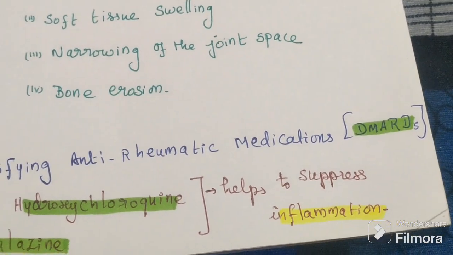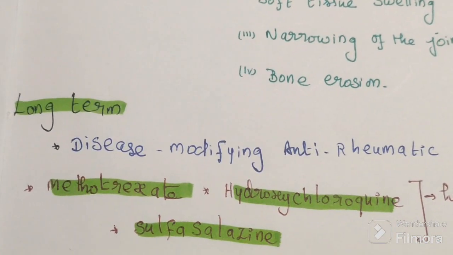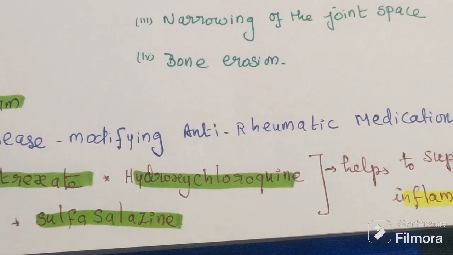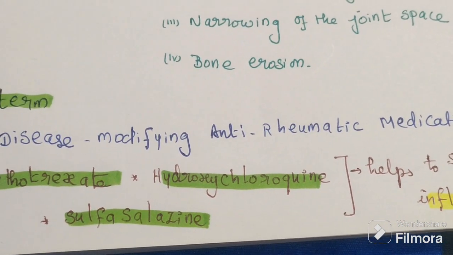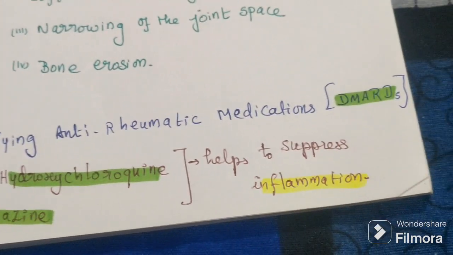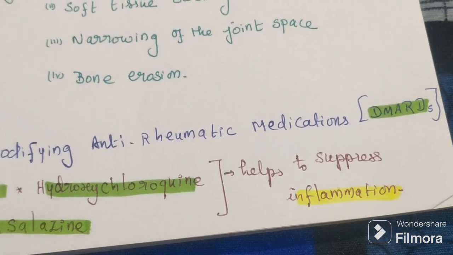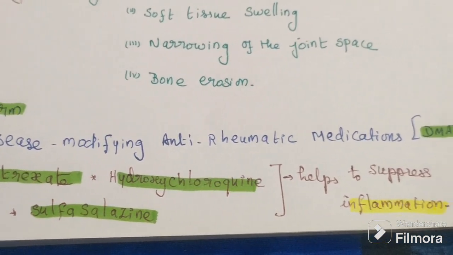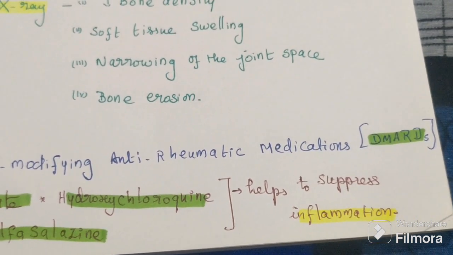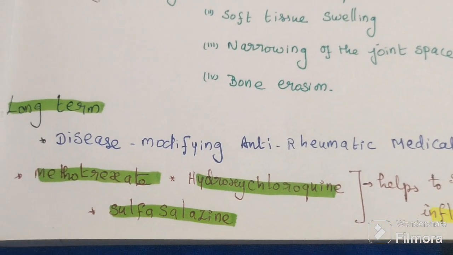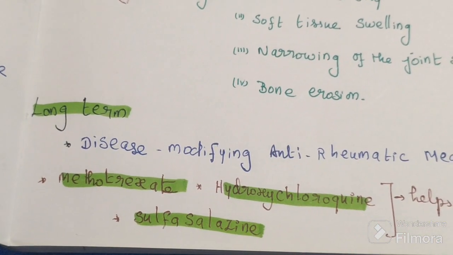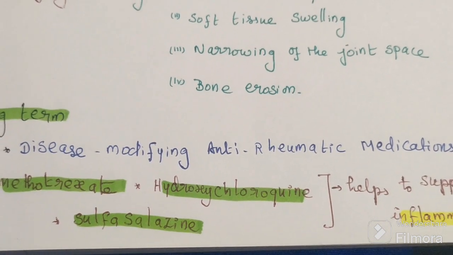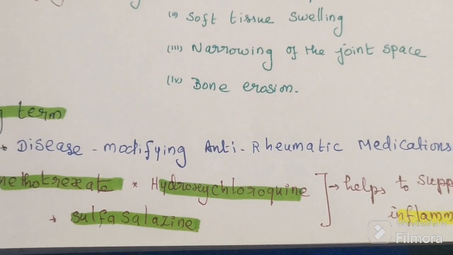Finally, treatment: disease-modifying anti-rheumatic medication. Drugs like methotrexate, hydroxychloroquine, and sulfasalazine. These drugs help to suppress inflammation. What are the three disease-modifying anti-rheumatic drugs? Methotrexate, hydroxychloroquine, and sulfasalazine.